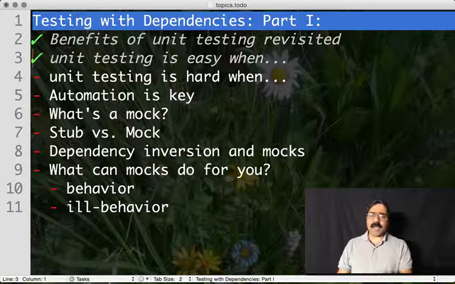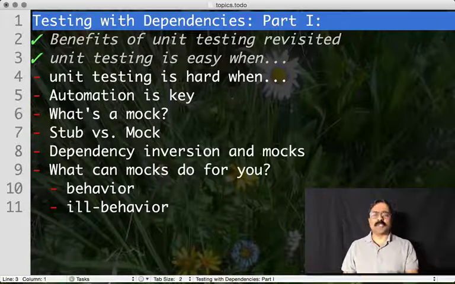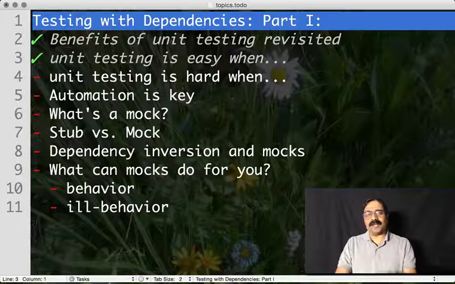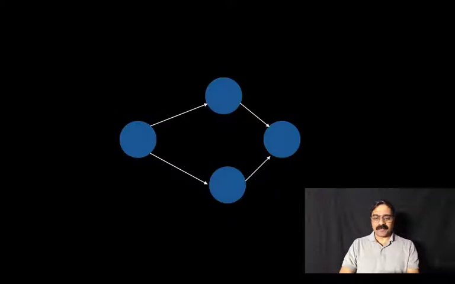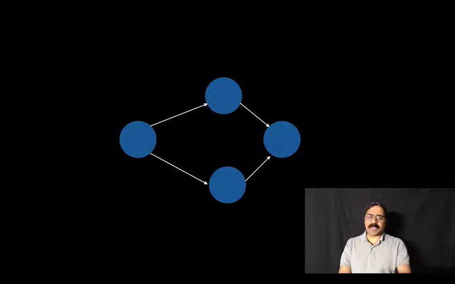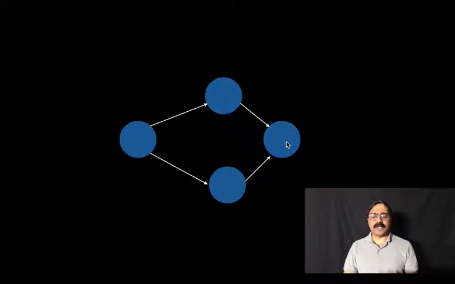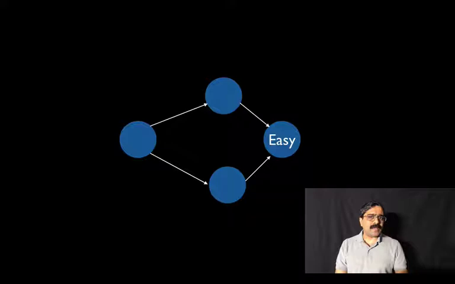Well, TDD and automated testing and unit testing is extremely easy. Well, it is easy if, and there's always that if. Well, it is very easy if the code we are trying to test has no dependencies. Look at this particular example of a few different classes. Now the class on the left depends on these two classes, and these two classes in turn depend on this class. Now unit testing this class is extremely easy, because it doesn't have any dependencies.